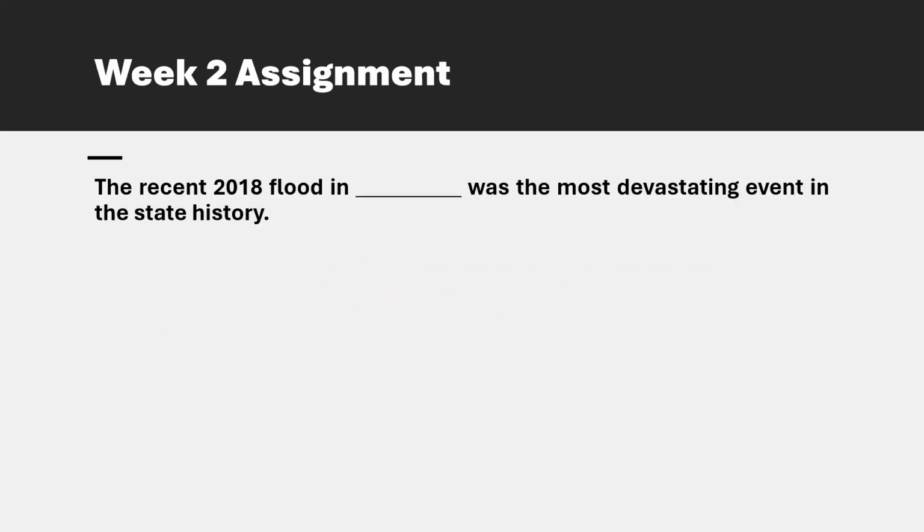The next question is, the 2018 flood in a place, that is what you have to fill here, was the most devastating event in the state history. Which state experienced the devastating flood in 2018? Other regions of India also experience flood events, but in terms of that particular state, this was one of the worst events that has happened in a long period. So, you are saying Bihar, right?